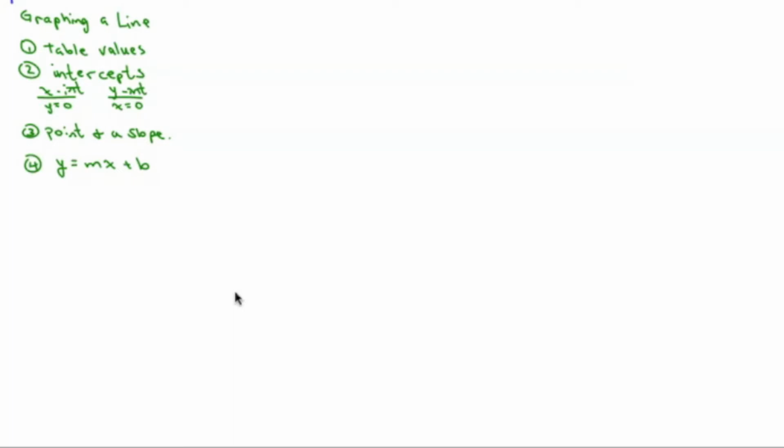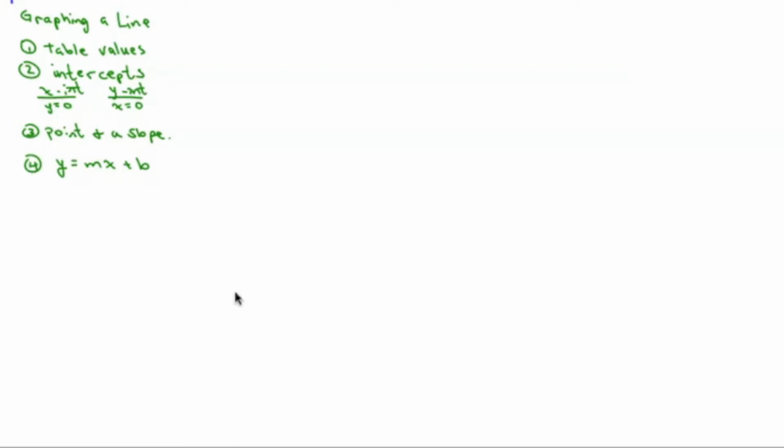And I know a bunch of you were not using this yesterday to graph your lines. For some reason, you were all doing table values. I want you to use y equals mx plus b as much as you can. If I don't say how to graph it, then graph it that way. That's the best way when you have an equation.